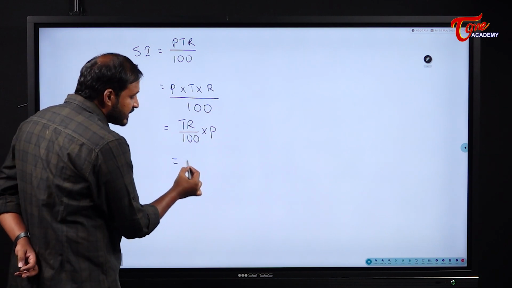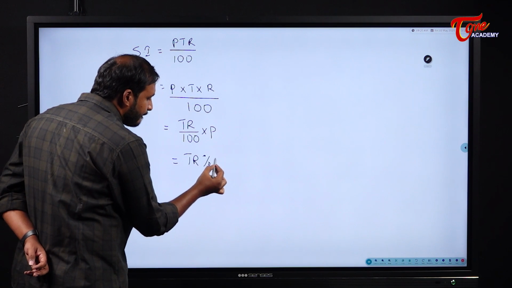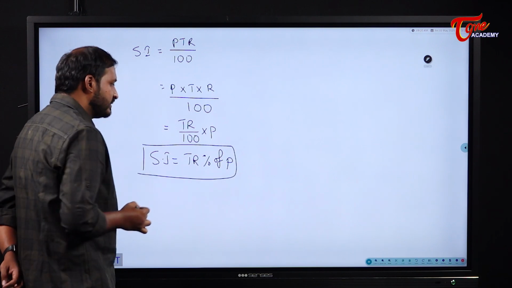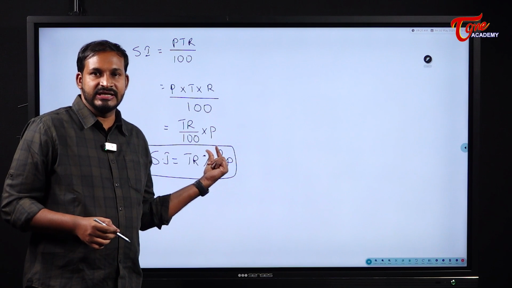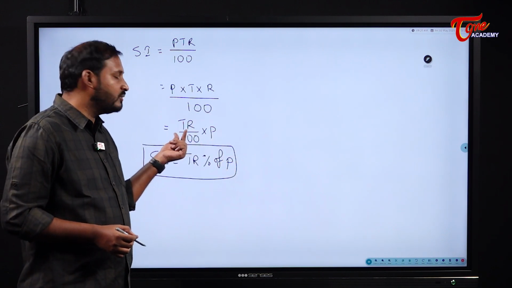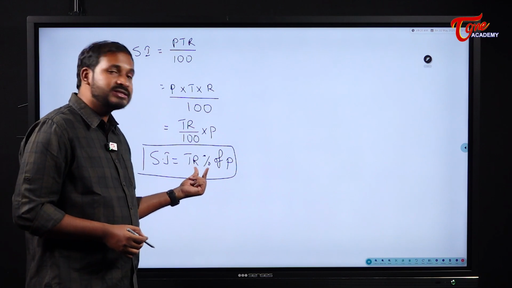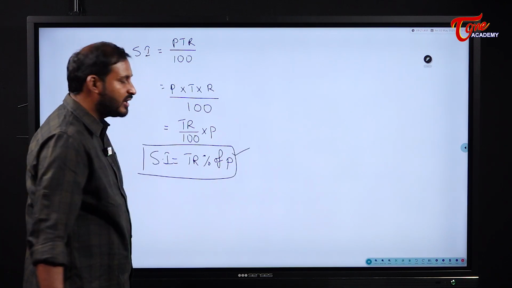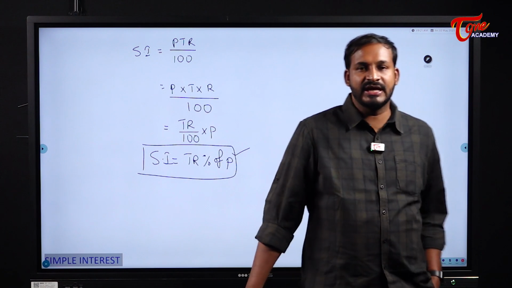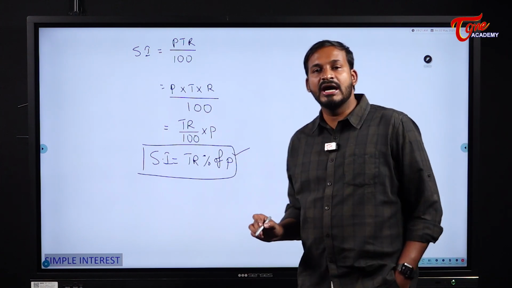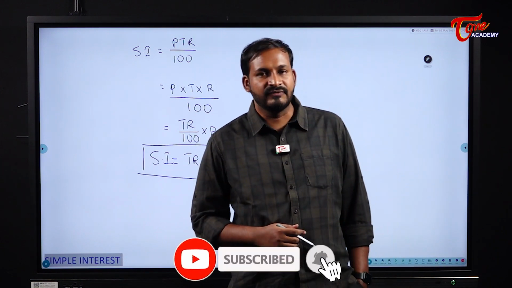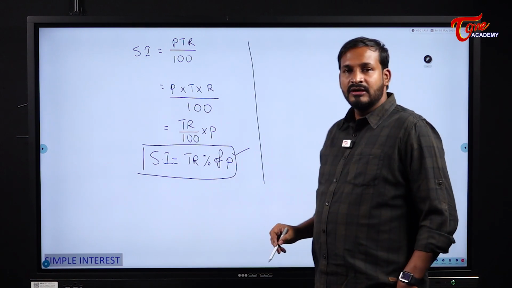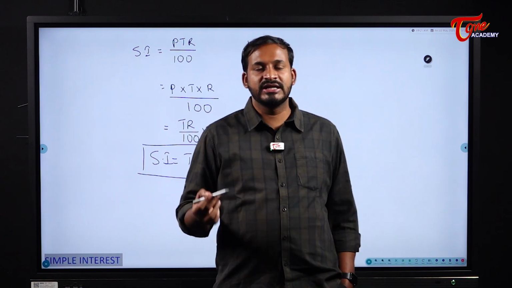Next, can I write this as TR percent of P? TR percent of P. Already our percentage concept is finished. TR by 100 means it is a fraction. If I want to convert into percentage, what can I do? TR by 100 into 100, I can write it as TR percentage of principal. So from now onwards, instead of simple interest as PTR by 100, we are going to learn it as TR percent of principal. What is the advantage, sir, of learning with this model?